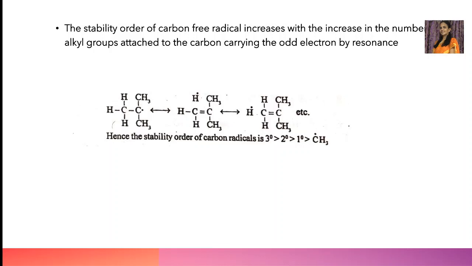Let us see this example. Here, this is a tertiary free radical. This carbon, the tertiary carbon, is bearing an odd electron. One methyl group, two methyl groups, three methyl groups are attached to this carbon, that is the tertiary carbon. Therefore, it is a tertiary free radical. Okay.